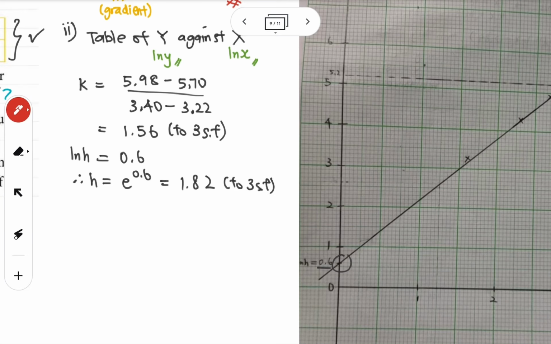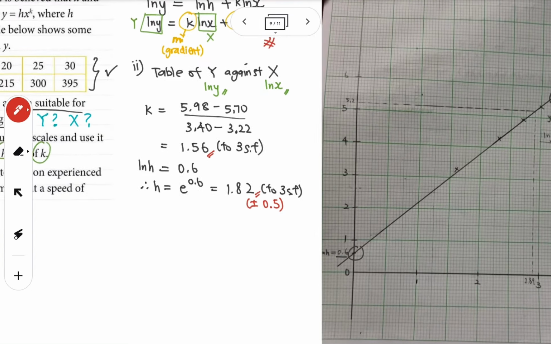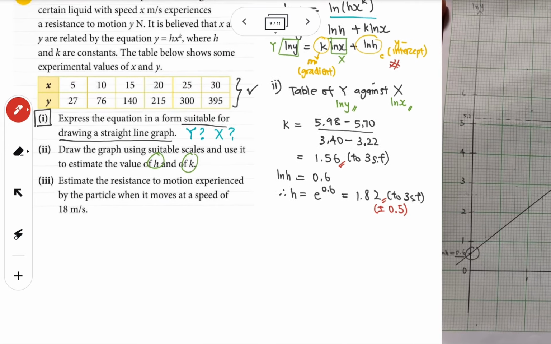Definitely we will be accepting a range of answers, probably plus minus 0.5, about there. So we are accepting a range of answers. This is for k and for h, and we're done with part 2.